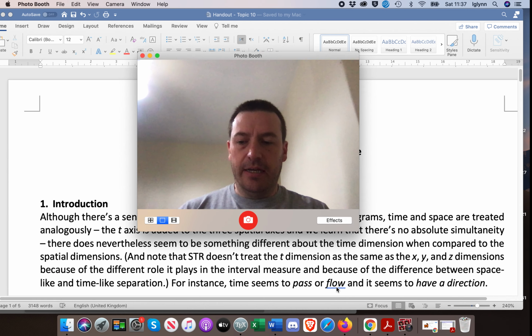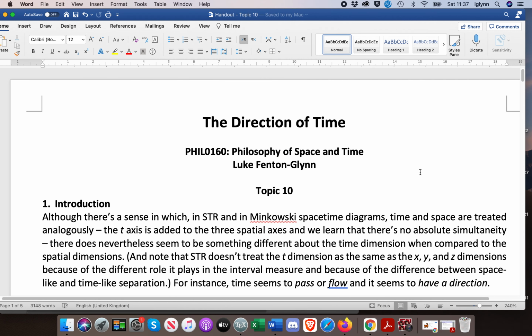Everyone. So we're going to conclude the module, our discussion of space and time, with a discussion this week of the direction of time and what might account for the so-called arrow of time, the fact that time, unlike space, seems to have a distinctive directedness.